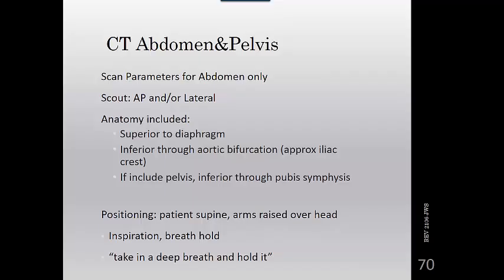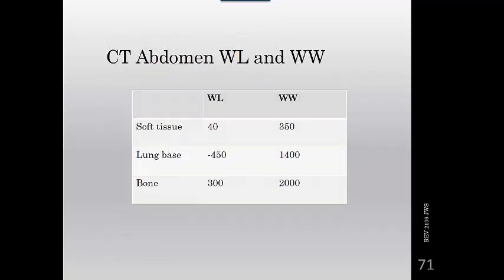Patient's arms should be raised above their head, resting on a pillow. The breathing instructions include inspiration and a breath hold. Window widths and levels for CT abdomen will sometimes vary with the organ that you're looking at. Liver is one example where we use some different windows. They're called liver windows. We'll talk about those a little later. But normally for soft tissue, the window level is 40 and the window width is 350.